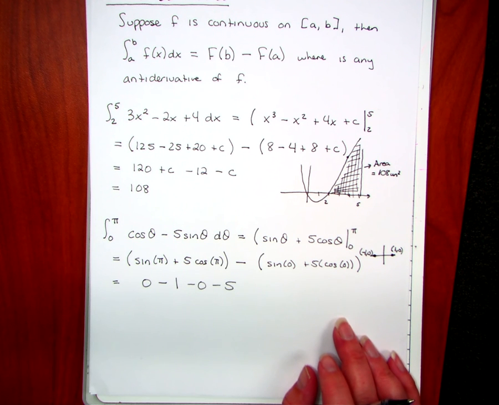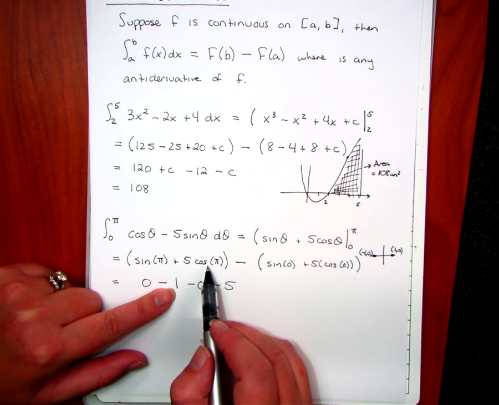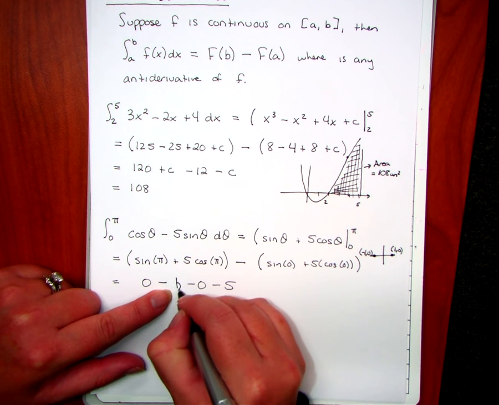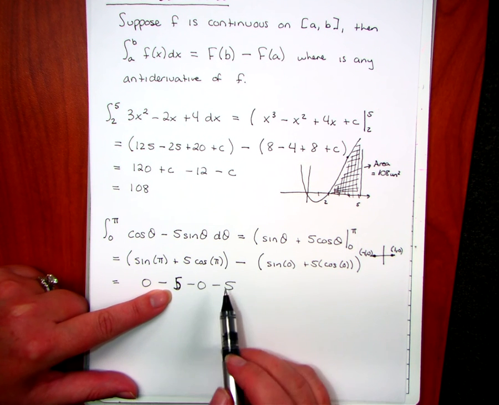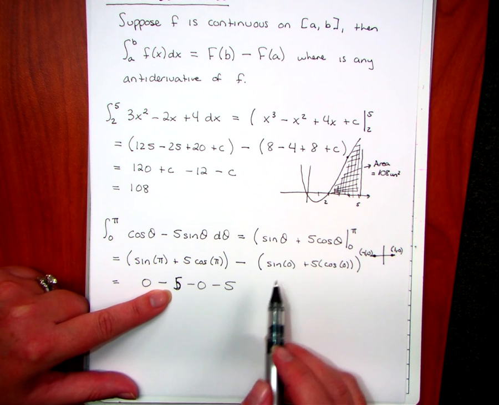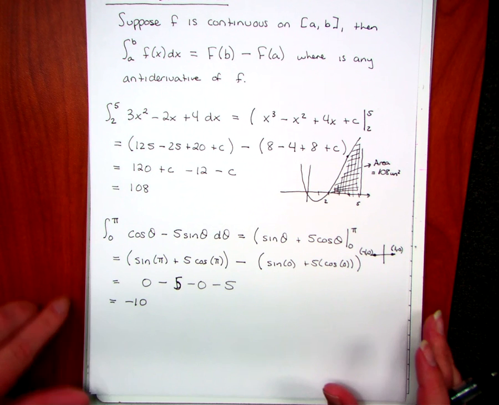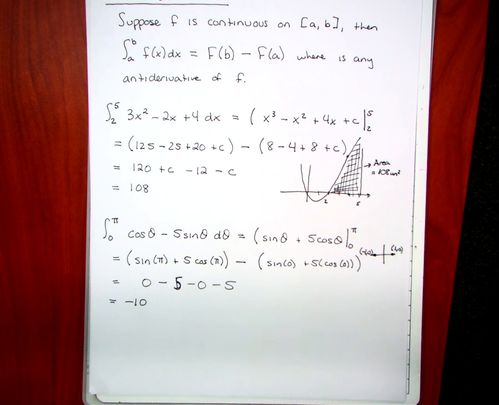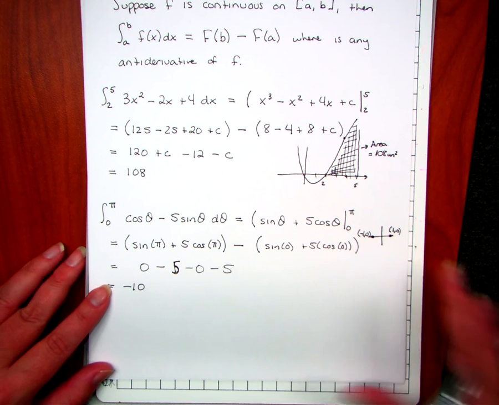Oops, yeah, I forgot to multiply my cosine times 5. So this shouldn't be a 1, this should be a 5. All right, that's better. So I'm going to get, basically as an answer, negative 10. Now, how is that possible? How do you get an area that is negative?